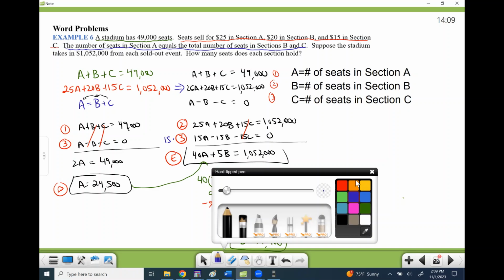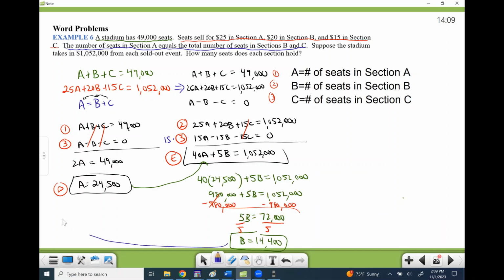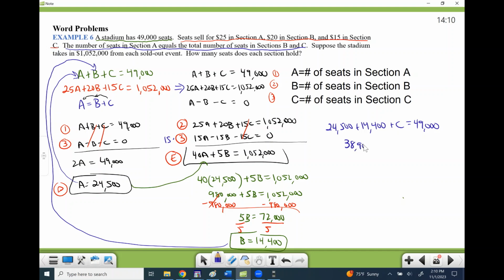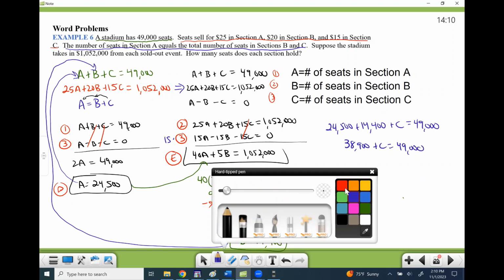And you can go to wherever you think is the easiest. Probably where I'm going to head towards is the very first equation that we wrote down, the one that uses the fact that there's 49,000 seats. So I'm going to substitute B in, I'm going to substitute A in, and that's going to tell me how many seats are in section C. So 24,500 plus 14,400 plus C is 49,000. So 24,500 plus 14,400, I'm getting 38,900. So now we just got to subtract that.